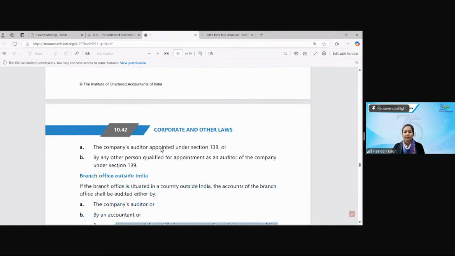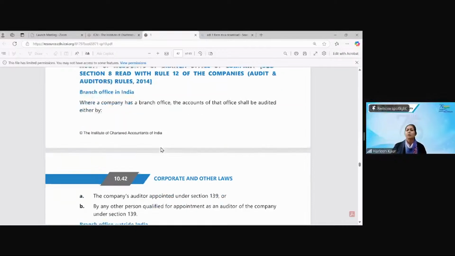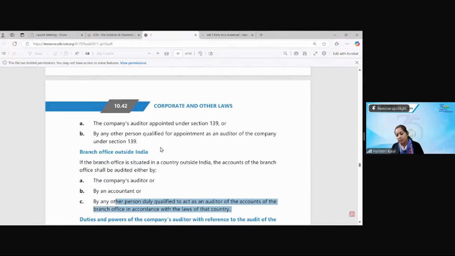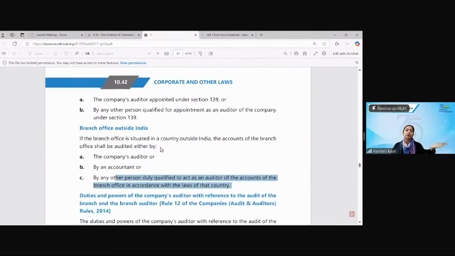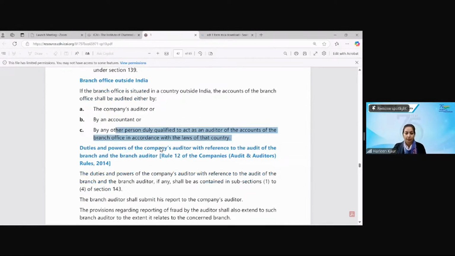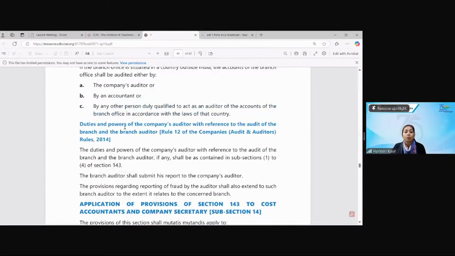All right, not that relevant, not that tough. It is simply to remember: branch office within India, you will remember company auditor or any other person. Branch office outside India, then company auditor and the accountant or the person which is applicable as per the laws of that country. Now, duties and powers of this company's auditor along with this branch auditor.